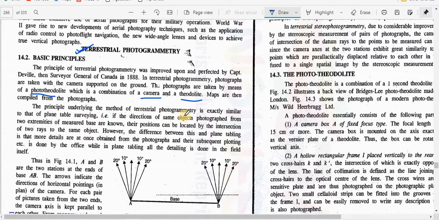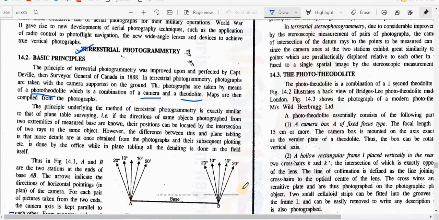If the direction of the same object photographed from two extremes of its measure has been shown, their position can be located by the intersection of the two rays on the same object. However, the difference from plane tabling is that more details are at once obtained from photographs and their subsequent plotting is done in the office, while in plane tabling all the detailing is done in the field.